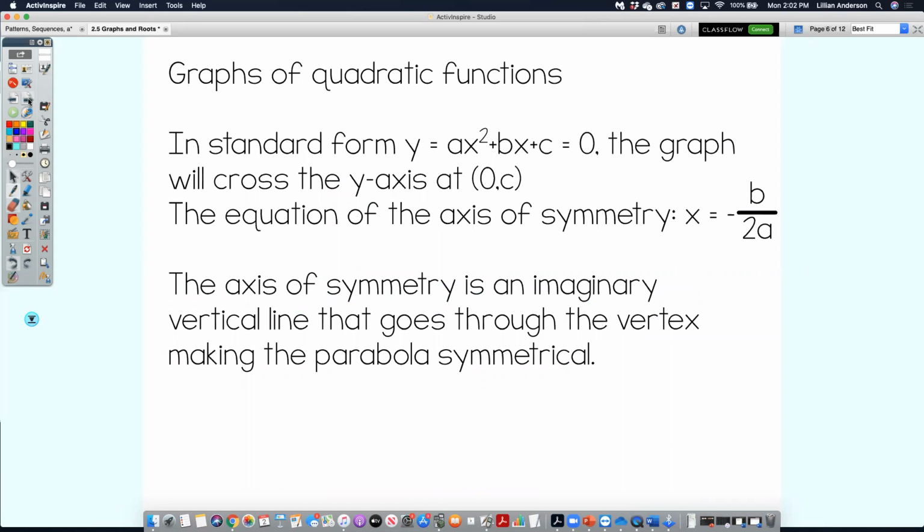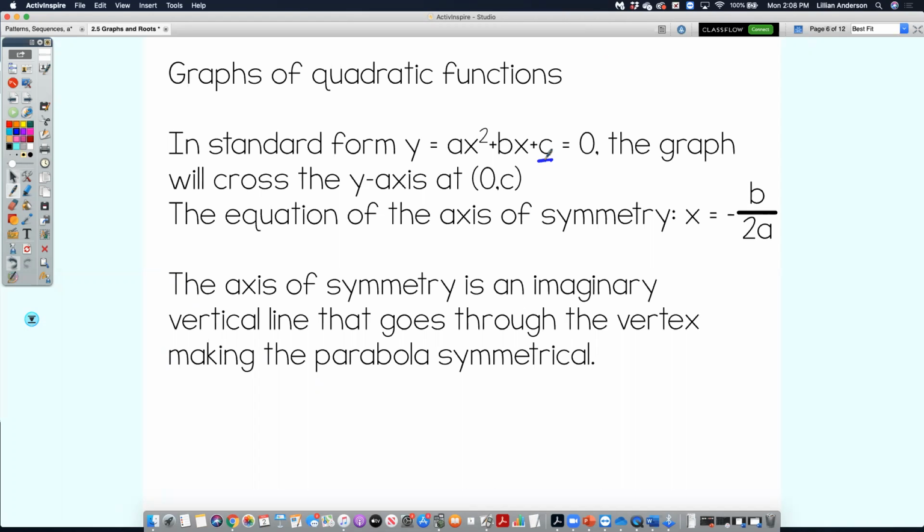Now let's talk about the graphs of quadratics. There are different forms: standard, vertex, and factored or x-intercept form. We'll talk about standard first, and then we'll go to the other ones. In standard form, we know that it's ax squared plus bx plus c equals y or equals 0, depending on whether we're solving it or doing other things with it. But in standard form, the graph will always cross the y-axis at (0, c). So whatever the value of c is when you're in standard form is your y-intercept.